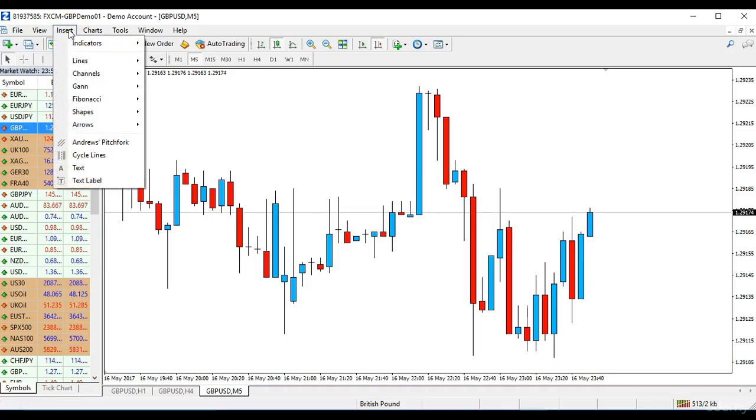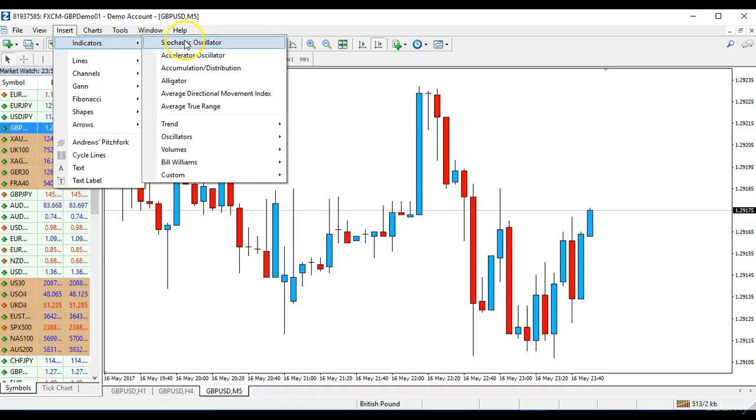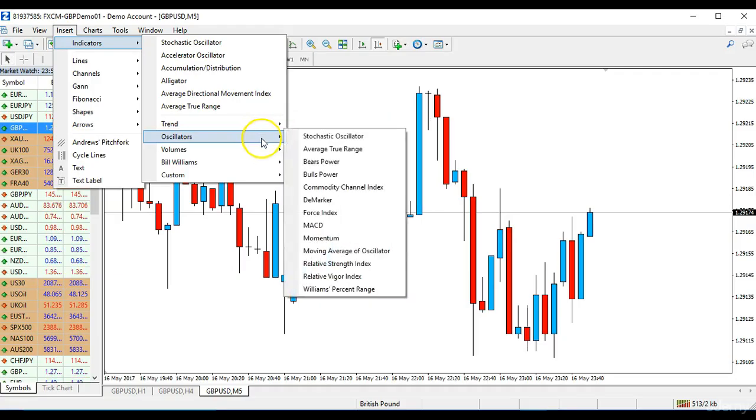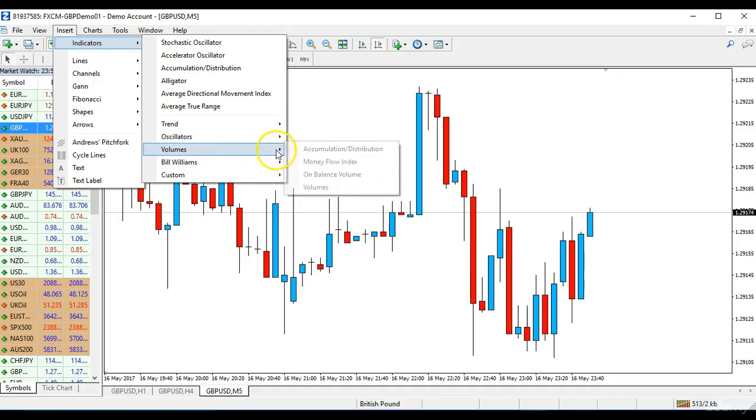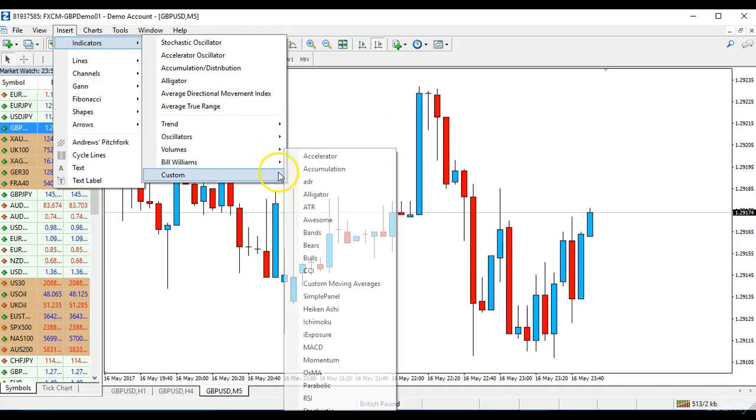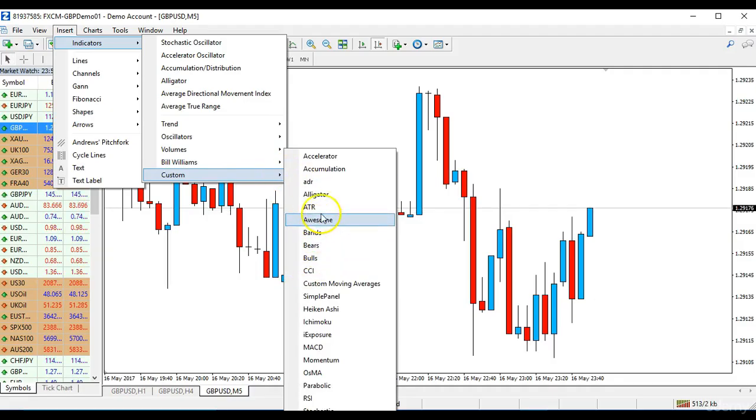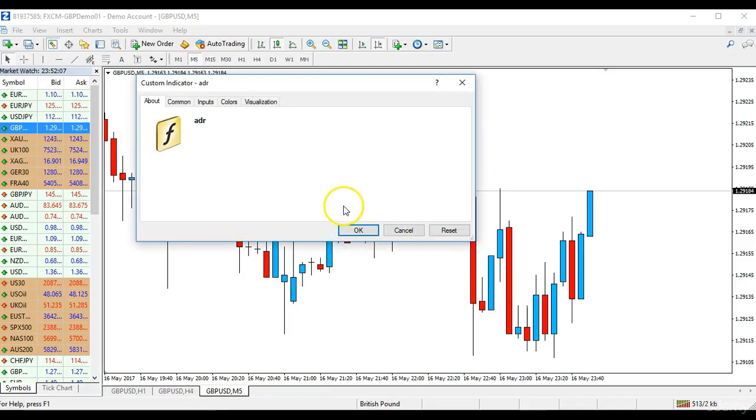If you click Insert, you'll see it says Indicators, and it will give you Stochastic, everything: trend indicators, oscillator indicators, volume indicators, other indicators, and custom indicators. There's a couple of indicators I use, but I use them as a guide. They are a help, but they are not a leader. Let me click one of the ones I use.